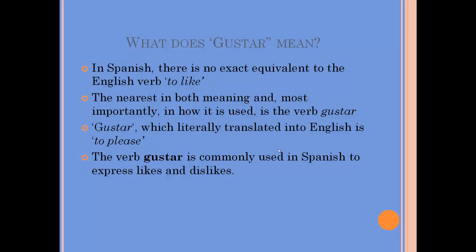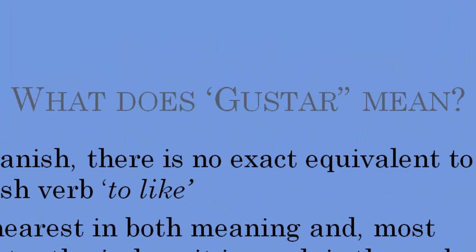This time we're going to learn about using the verb to like, which is gustar. We're going to combine this with the indirect object pronouns that we learned last week. Okay, so what does gustar mean?